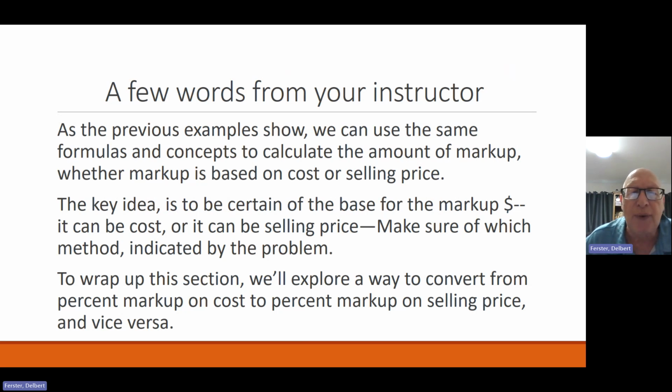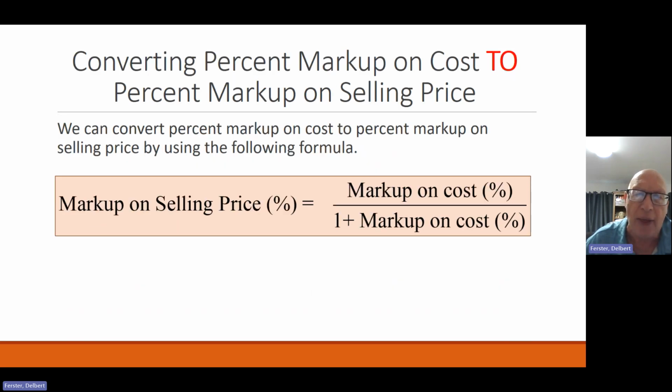All right, some words on the screen from yours truly. Since this unit talks about finding markups based on one of two things, either cost to the retailer or the selling price of the retailer, it's important for you and I to realize that we'll use the same context to solve, but it is significant that we read the problem critically and find out whether we're asked to find markup based on cost or markup based on selling price. They are not interchangeable, although there are ways to go from one to the other.